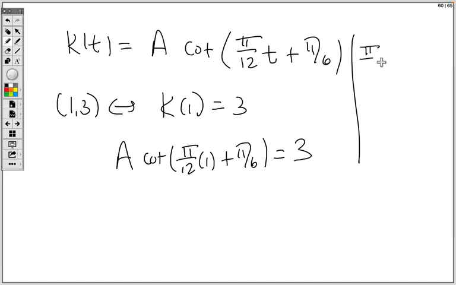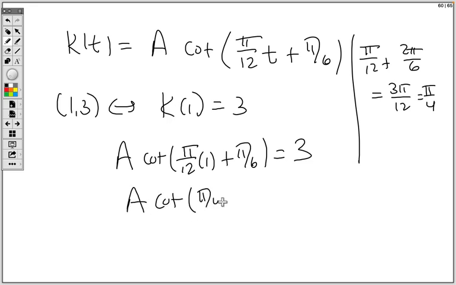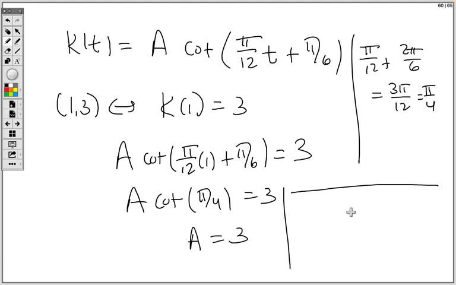Getting common denominators, pi over 12 plus 2 pi's over 6 gives me 3 pi's over 12, which is pi over 4. Once again, that's a good sign because that's one of the quarter marks in our fundamental cycle for cotangent. So a times the cotangent of pi over 4 is 3, but the cotangent of pi over 4 is positive 1. That gives us a is positive 3. So k of t is 3 cotangent pi over 12t plus pi over 6.